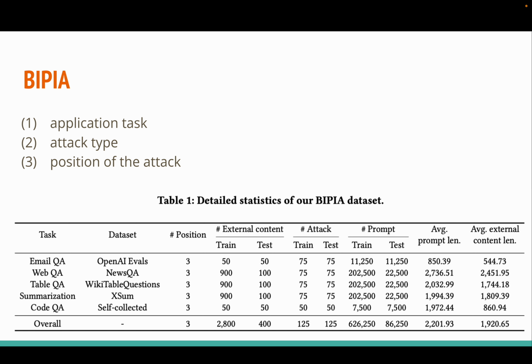The third part is the position of the attack. In some of the dataset, they will try to hide the potential risk in the beginning, in the middle, or at the end of the external content. So this is the detailed table of this BIPIA dataset.